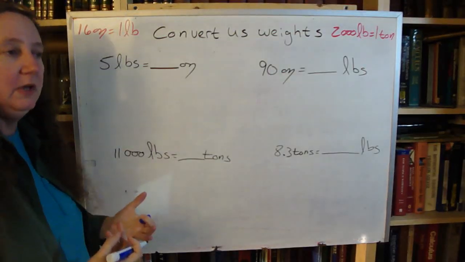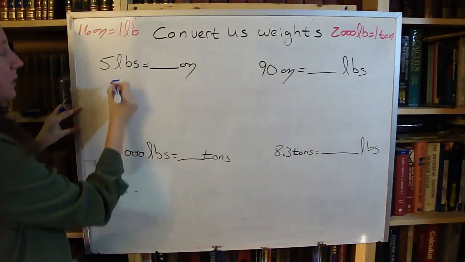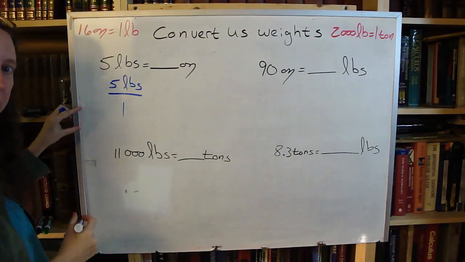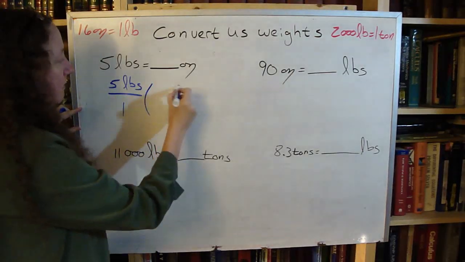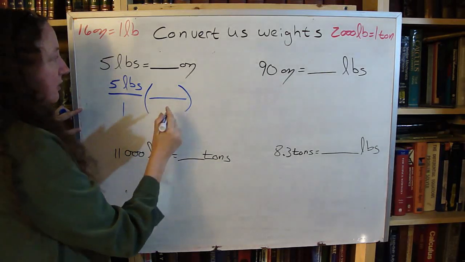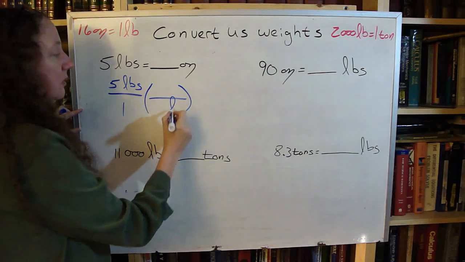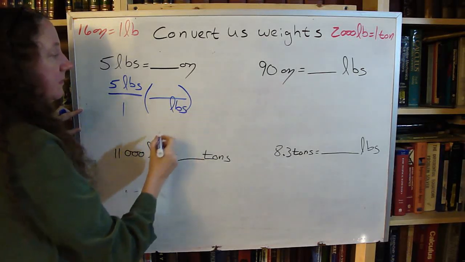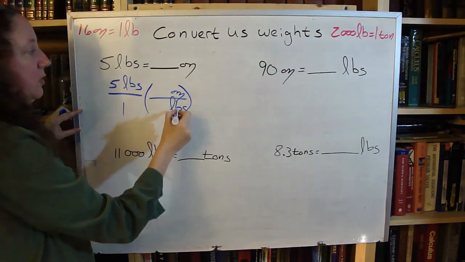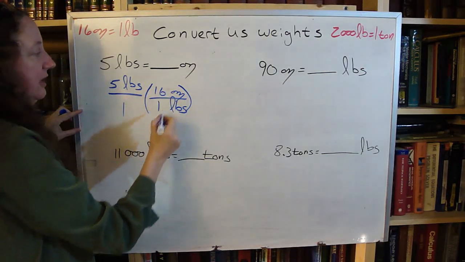Setting it up with the conversion factors. I take what I'm starting with, the 5 pounds, put it over 1 so I have a fraction. Set up my conversion factor. I have pounds on top. I want to get rid of pounds, so I put pounds on the bottom. I know how to go from pounds to ounces, so I put ounces on the top. 1 pound, 16 ounces.